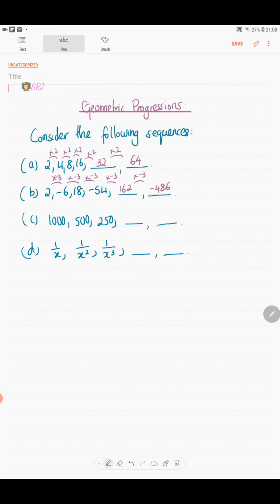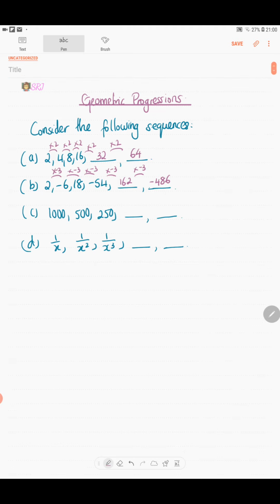Part C. 1,000, 500, 250. So here it is obvious that we are dividing each term by 2. So 1,000 divided by 2, we obtain 500. 500 divided by 2, we obtain 250. So instead of saying divided by 2, we can say multiply by half. So these two are the same.